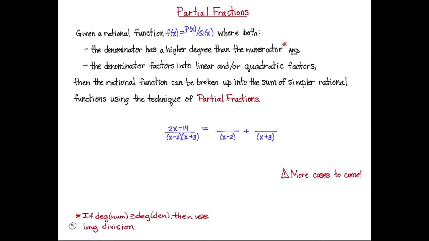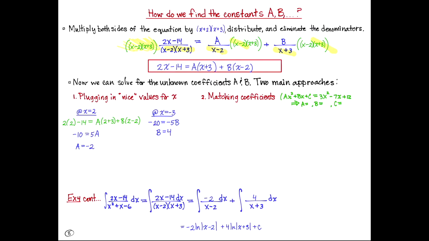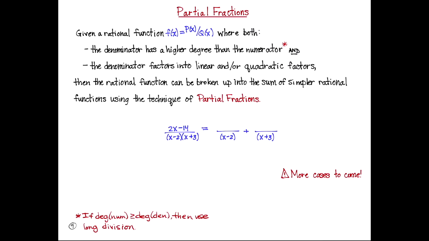So we'd like to be able to generalize this so that we can apply it to more types of rational functions. And to do this, we use a method called partial fractions. So anytime you have that rational function where you have the polynomial over a polynomial, and the denominator has a higher degree than the numerator.